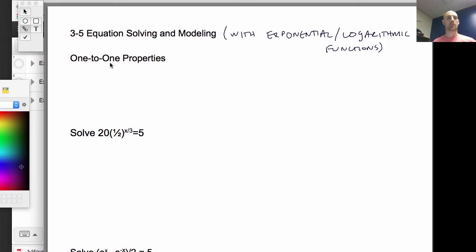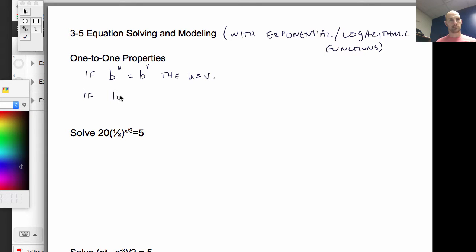Let's look at a couple of properties first that are going to help us solve some of these problems. Let's say we have two equations. One of them is b to the u, and the other one is equal to b to the v. If this is true, then u equals v. So if the bases are the same to an exponent, then the exponents must be the same.